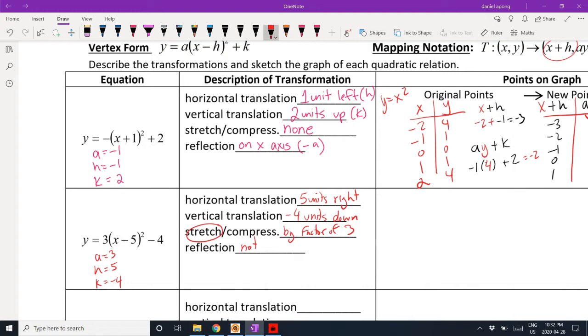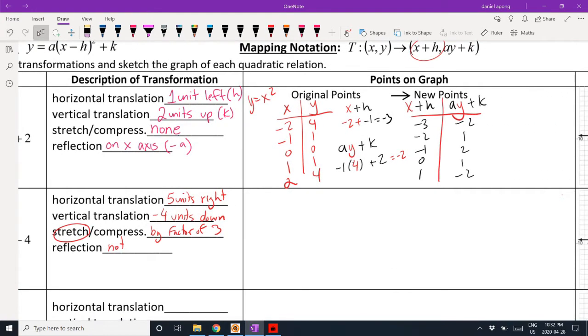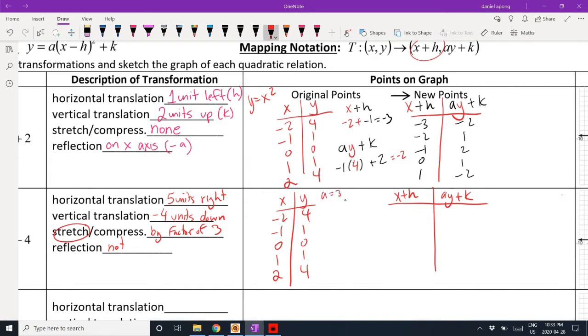Okay, so now let's get translating. So we're going to start with our key points again. All right, we have x and y: -2, -1, 0, 1, and 2. We have 4, 1, 0, 1, and 4. And to get our new points, as we did last time, we know it's x plus h, and a times y plus k. Okay, so plugging it in here, let me just write down what our a is. Our a is equal to 3, our h is equal to 5, and our k is equal to -4.